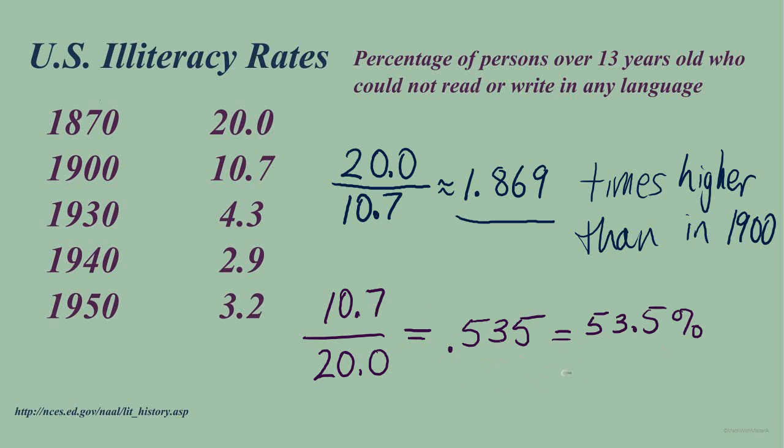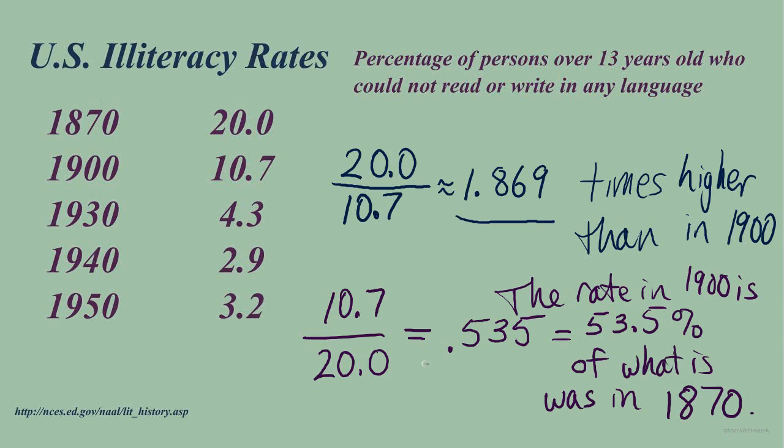Now we're comparing it to the rate from 1870. So we would have to say that the rate in 1900 is 53.5% of what it was in 1870. We've compared it back to the illiteracy rate in 1870. So 53.5% is what 1900 is out of the 1870 value. And a quick check shows for sure we're about half, about 50%.